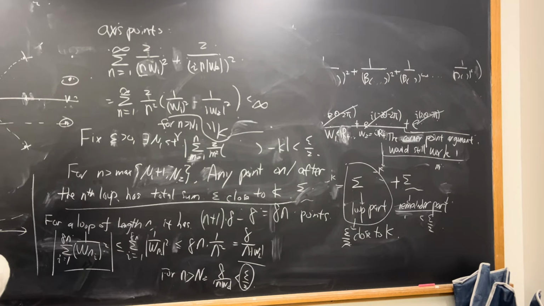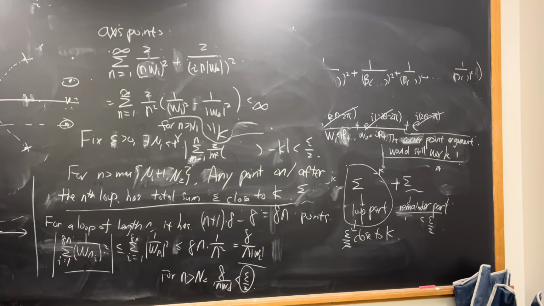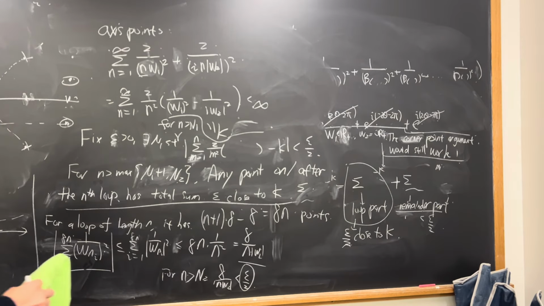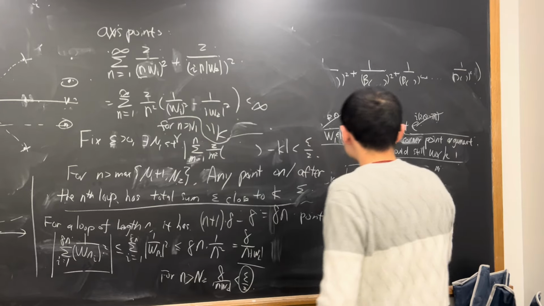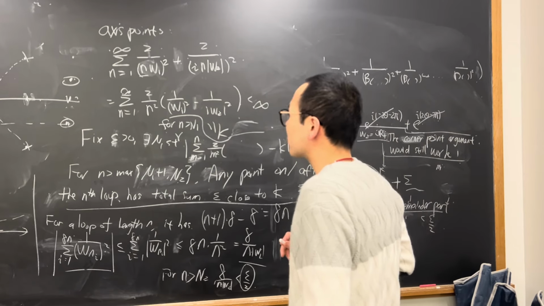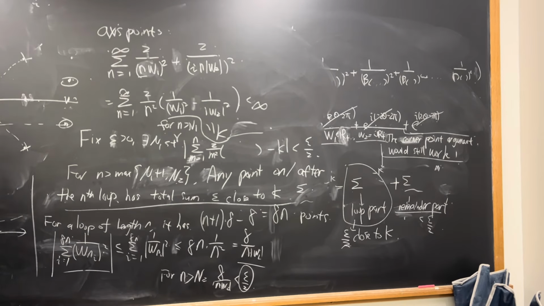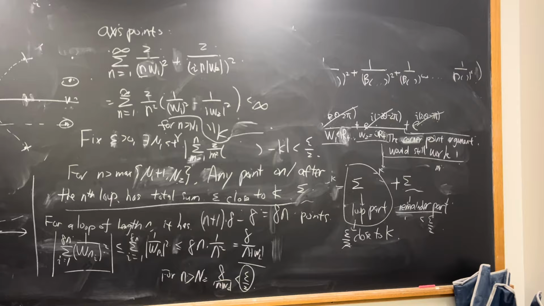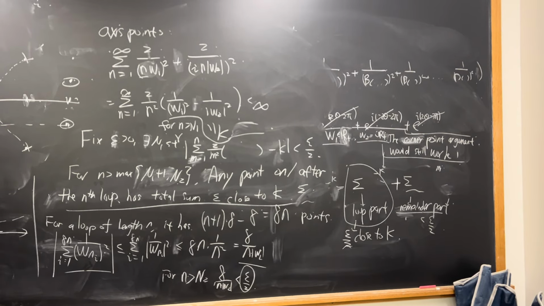Okay, so we will continue with the more general case. Still, we assume that omega 1 is some positive number, and omega 2 is i times a positive real number. We will talk about the more general case next time. Okay.